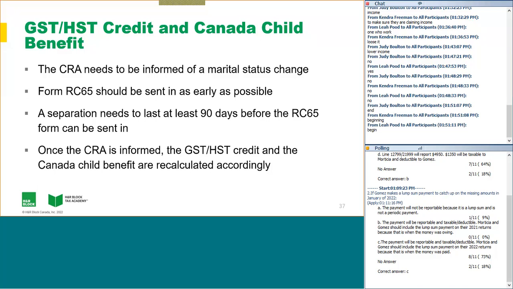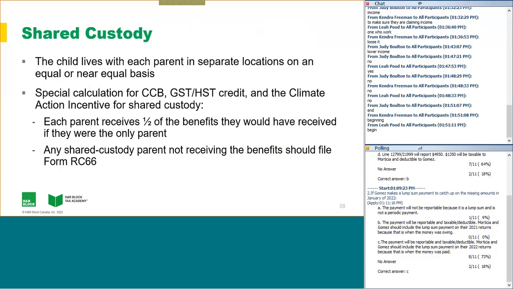So everywhere you see on these slides GST and Canada Child Benefit, for Manitoba, add climate action incentive because the person who has custody of the children is the one who will get climate action for minor children as well. There's a special rule for shared custody. So in shared custody situations, this is much more common. Shared custody for the CRA counts as each child living with each parent in separate locations on an equal or near equal basis.